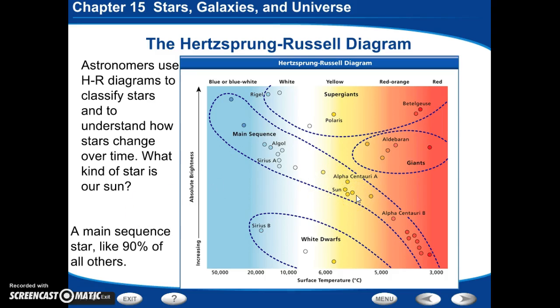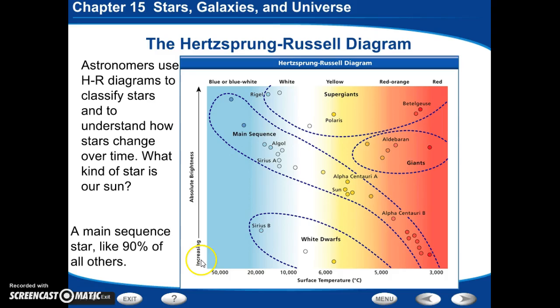It's a main sequence star, like 90% of the other stars. So all of this blue area here, these are all main sequence stars. That's what most of the stars out there are. We have some over here; these are like white dwarfs. We have a few over here, supergiants, and we have giants over here in this area.